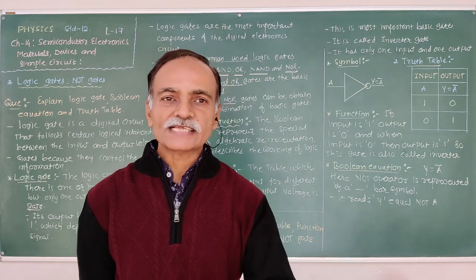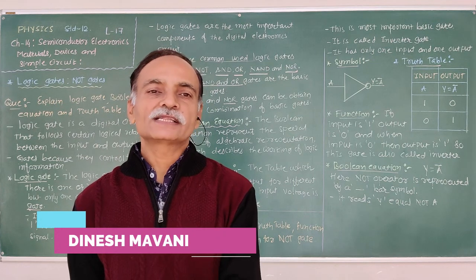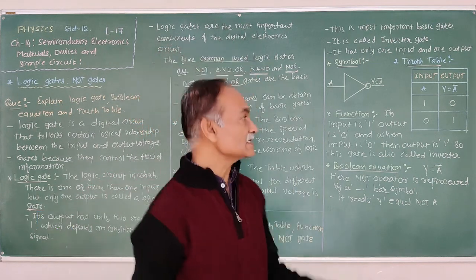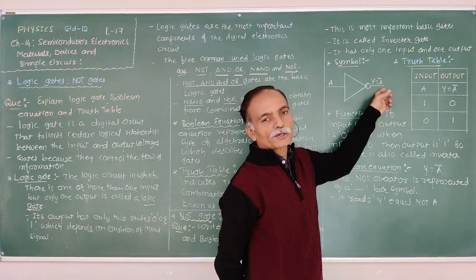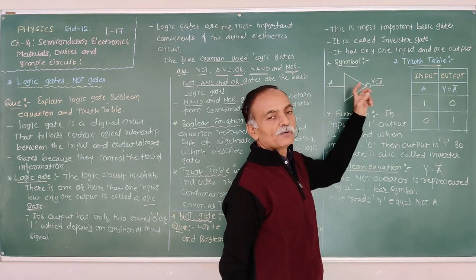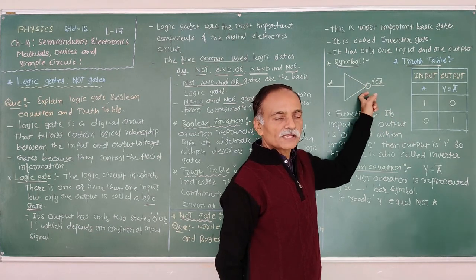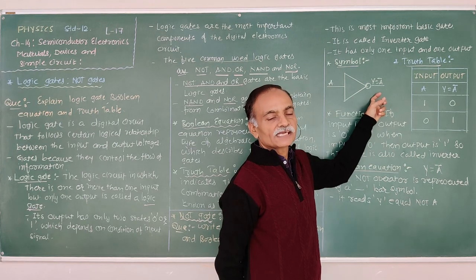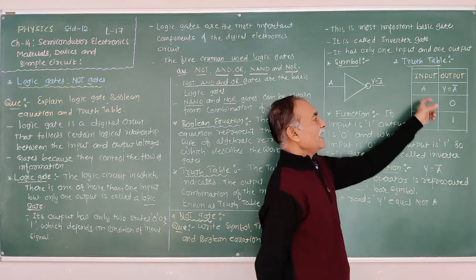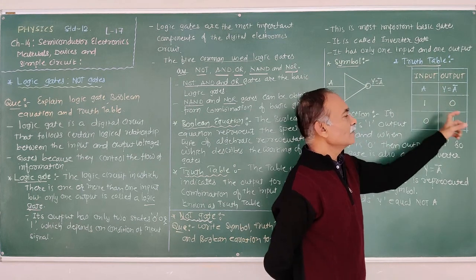And there is the NOT gate. What is the input given? In the output, there is NOT. That means if we supply A, in the output we get NOT A. If A is supplied 1, the output is NOT 1, that means 0. If A is supplied 0, the output is NOT 0, that is 1. Therefore, A input is 1, output is 0; A input is 0, output is 1.